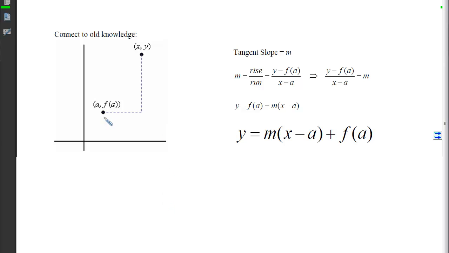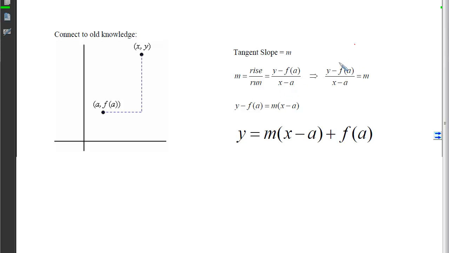If we have a point a, f of a, and we have a second point on our line, which is x comma y, and we know that the slope is m, we can rewrite that slope as rise over run, or the difference between the two y coordinates. So we'd have a y coordinate minus a y coordinate over an x coordinate minus an x coordinate.